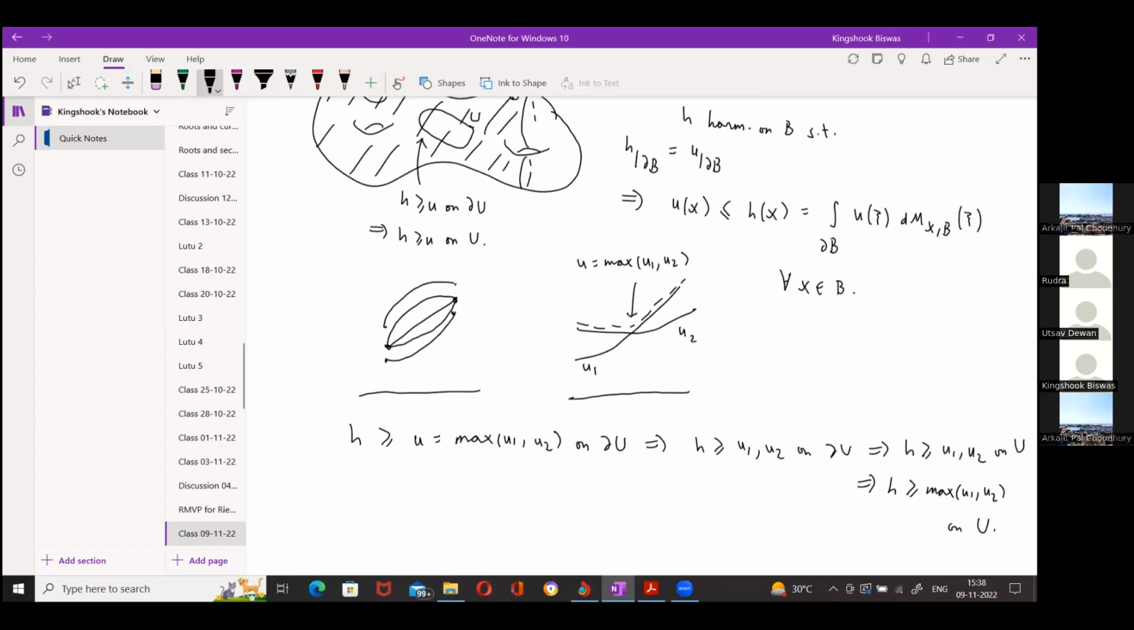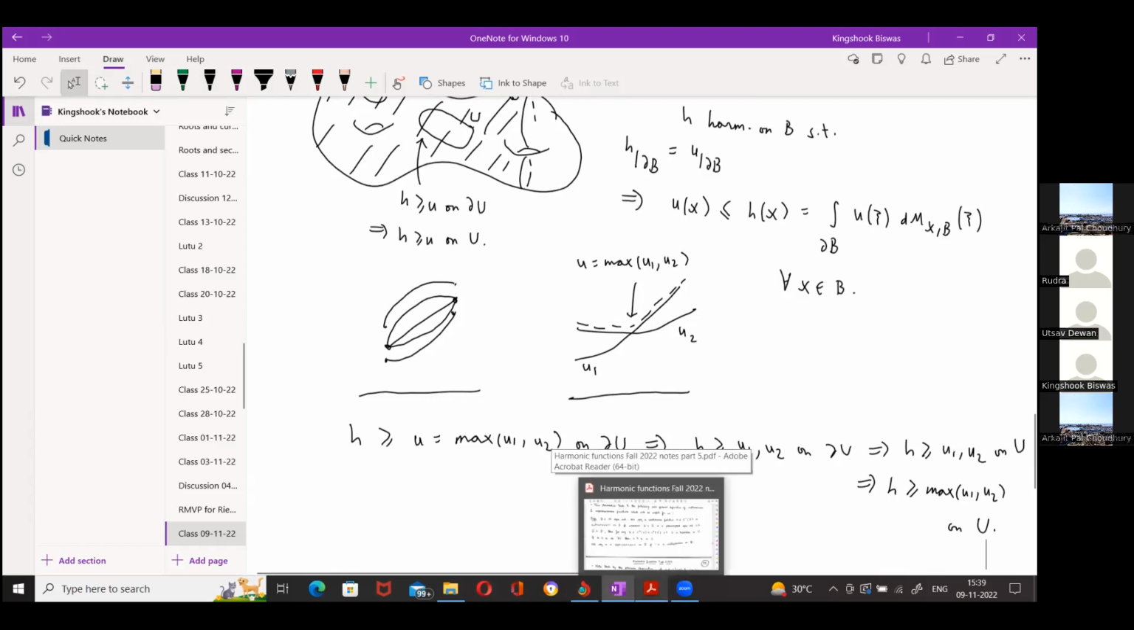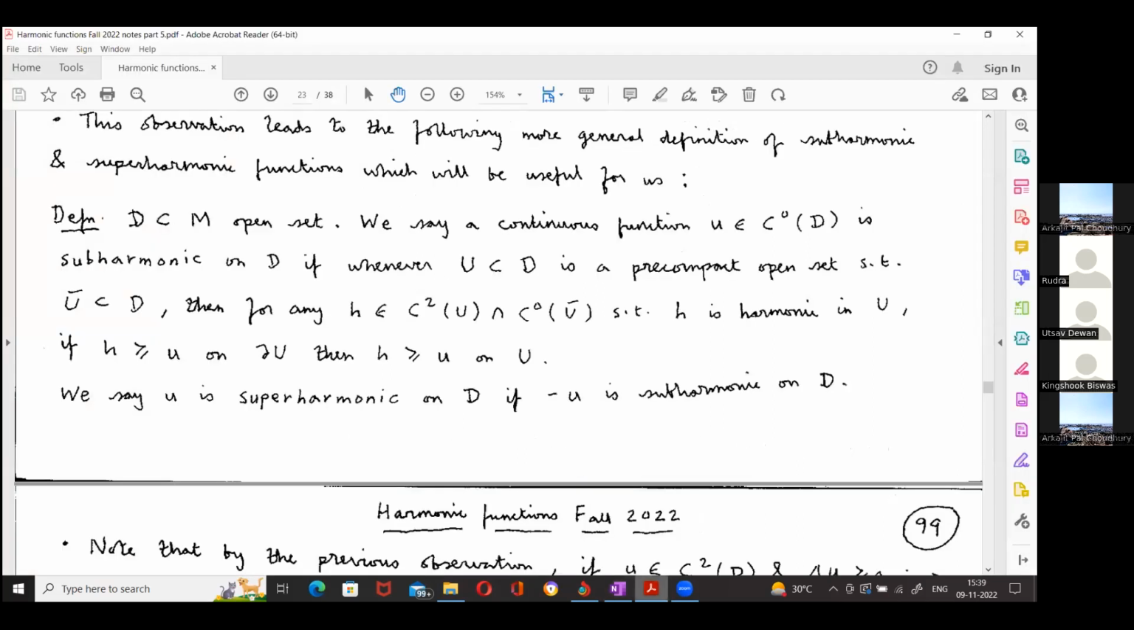This is why it's good to have this definition for continuous functions, because the maximum of C2 functions in general will not be C2. As you can see in this example, the maximum is going to have points where it may not be differentiable, where the two graphs intersect. But it's still going to be subharmonic. And this is useful for us when we study the Perron method.